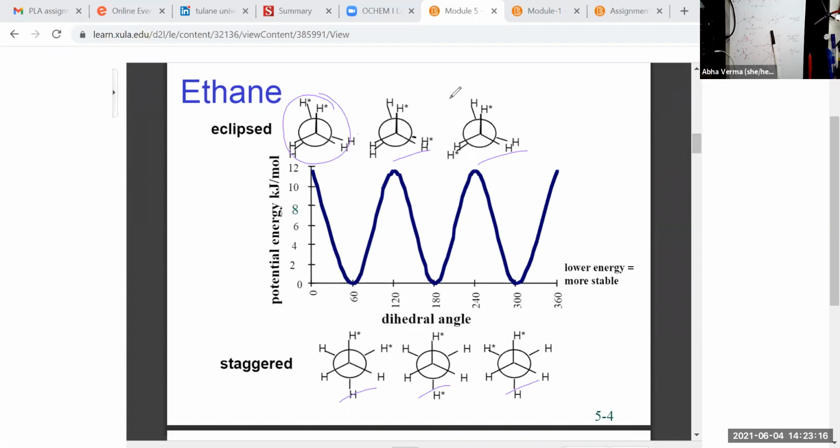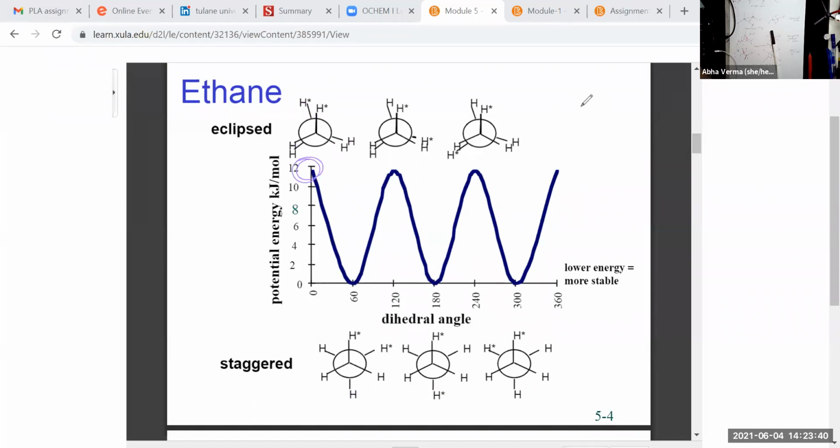So if we start at the first position where hydrogens are back to back, I want you to pay attention to these starred hydrogens. These back to back hydrogens are eclipsing each other, which is not very favorable. And so the potential energy is very high.